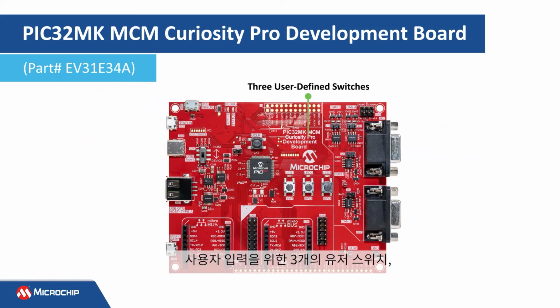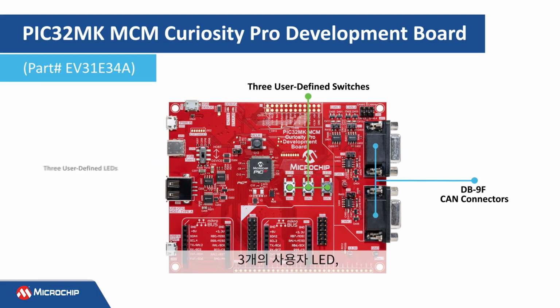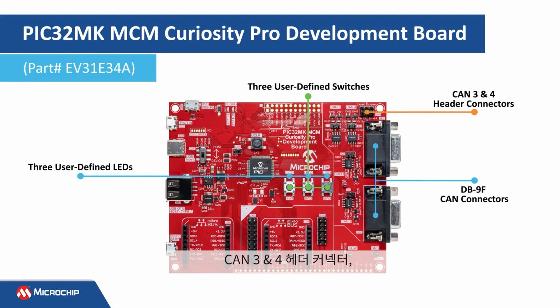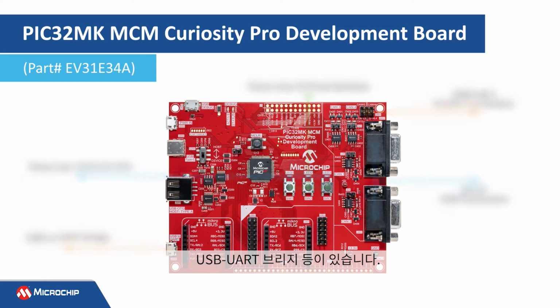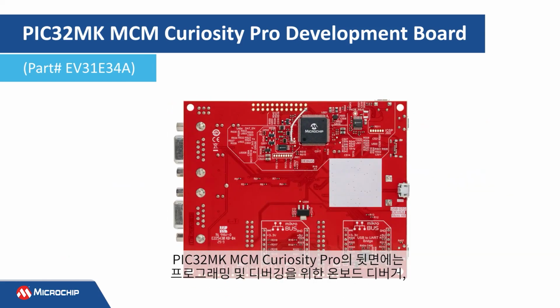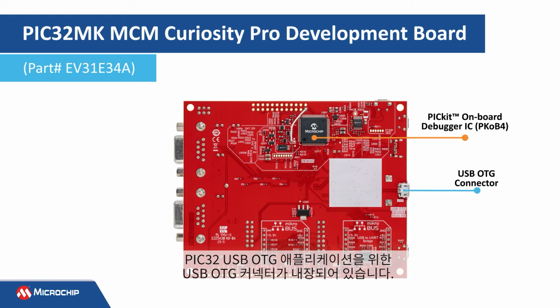There are 3 user switches helpful in reading user inputs, 2 DB9 CAN connectors, 3 user-defined LEDs, CAN 3 and 4 header connectors, and a USB to UART bridge. The bottom assembly of the PIC32 MK MCM Curiosity Pro includes an onboard debugger for programming and debugging, and a USB OTG connector for PIC32 USB OTG applications.